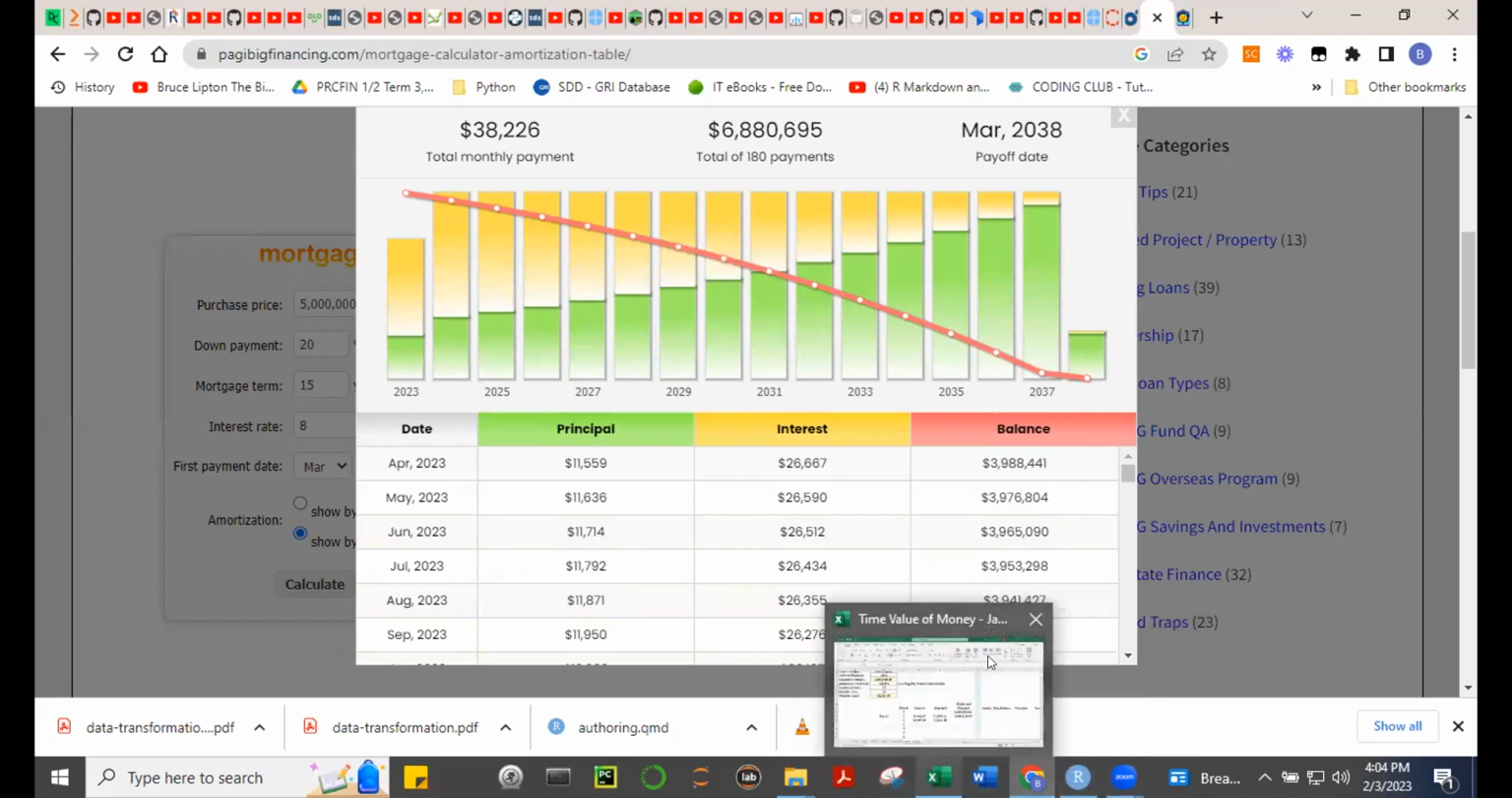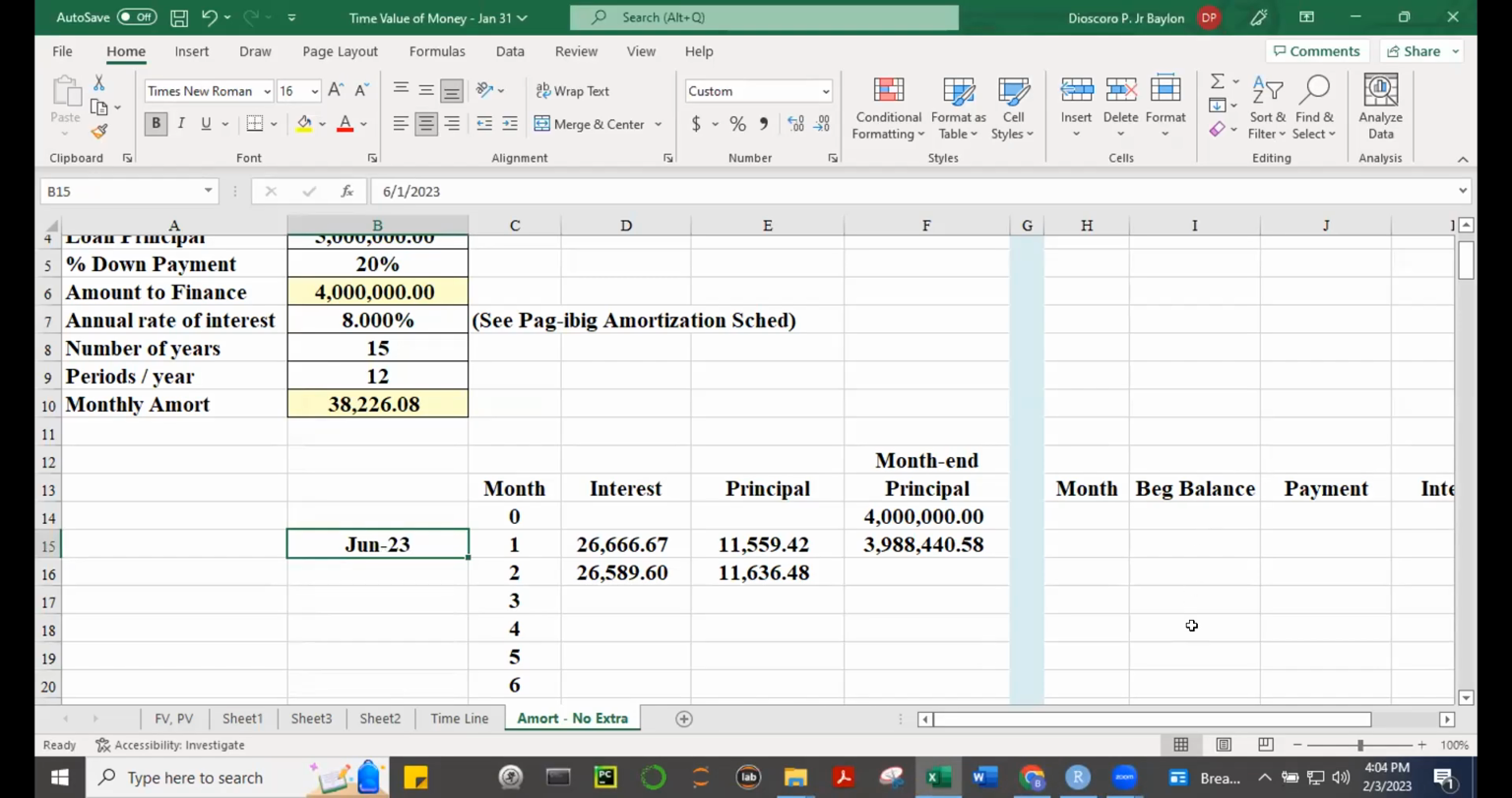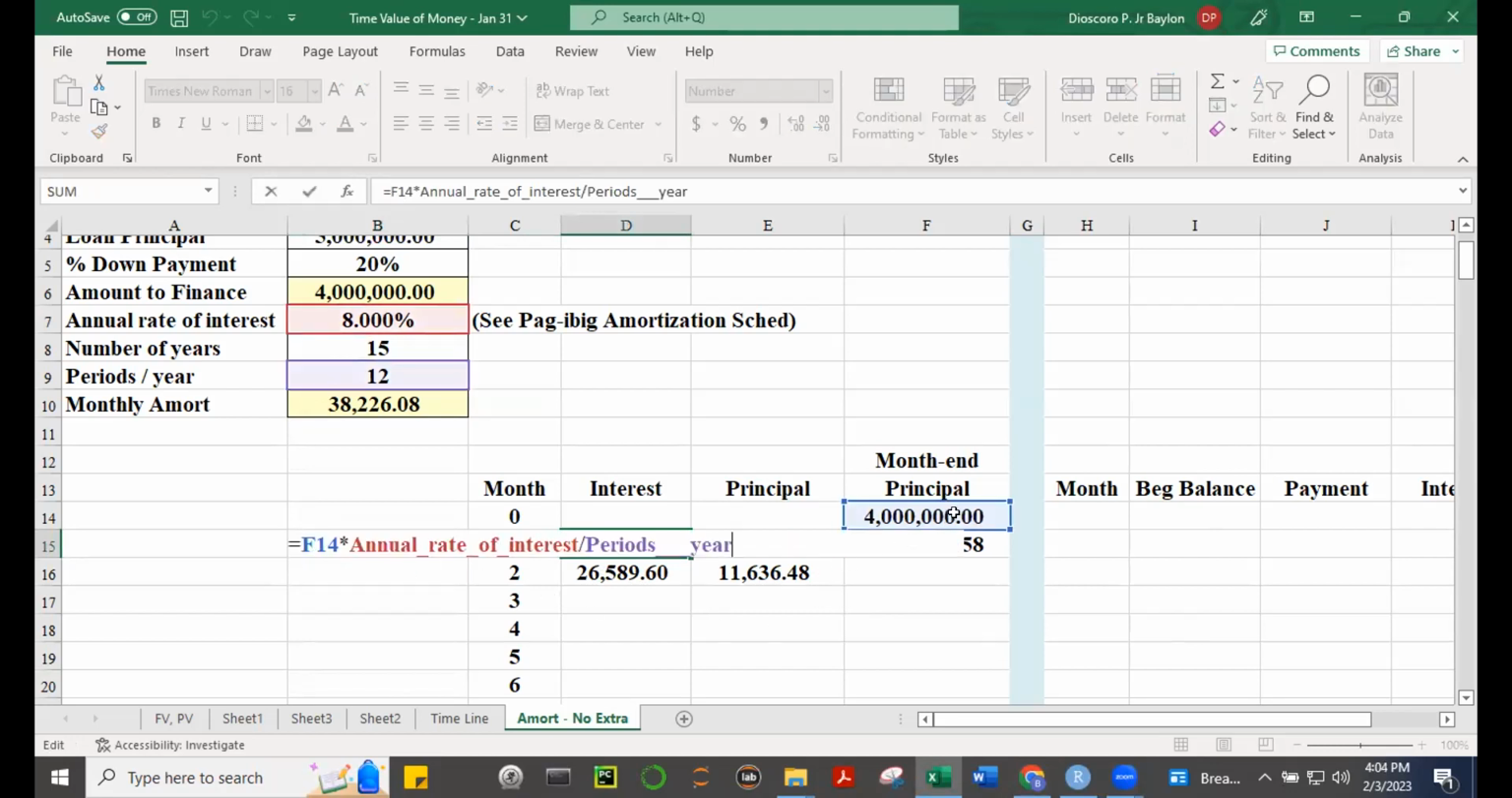Sir, how did you get the interest in the first month? This one? Okay. The interest is based on how much was the principal balance of the previous month. And then you impute interest on that by using the monthly interest rate, which is 8% divided by 12. So it will be like that always. We're not using 8% because 8% is annual. We have to use the monthly interest rate. So you just divide 8% by 12.